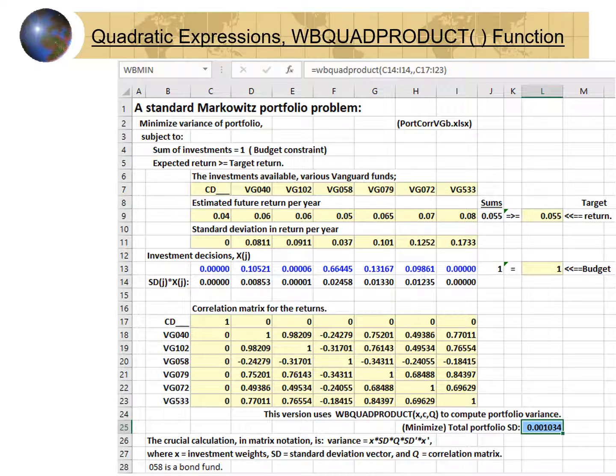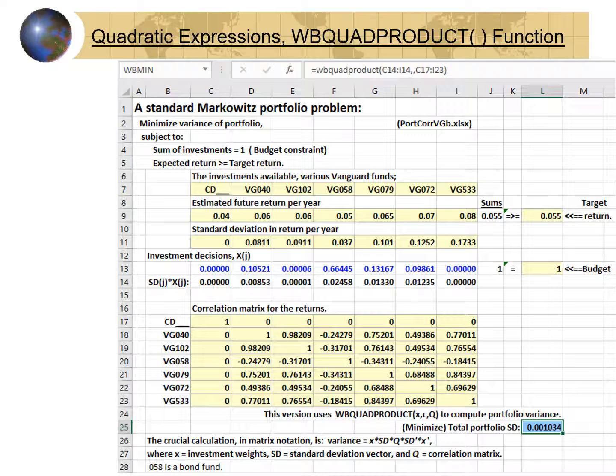The optimal solution for this particular one, if we look in row 13, happens to put nothing in CDs, but a fair amount in the Vanguard 40 fund, a bit more in the Vanguard 058 fund, and modest amounts in the other funds. We have the standard constraints that the weights have to sum to 1, and we would like an expected return of at least 5.5%, up there on the right in row 9 of the spreadsheet. That's our target return. So this is a standard Markowitz portfolio.